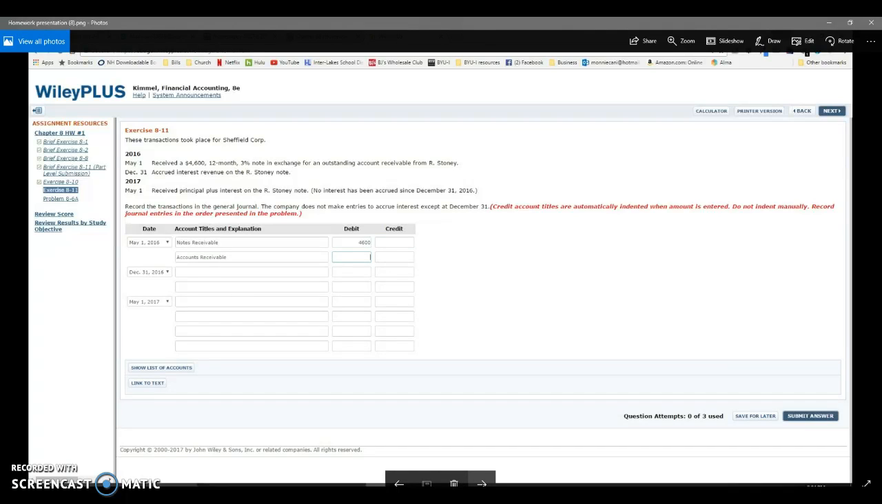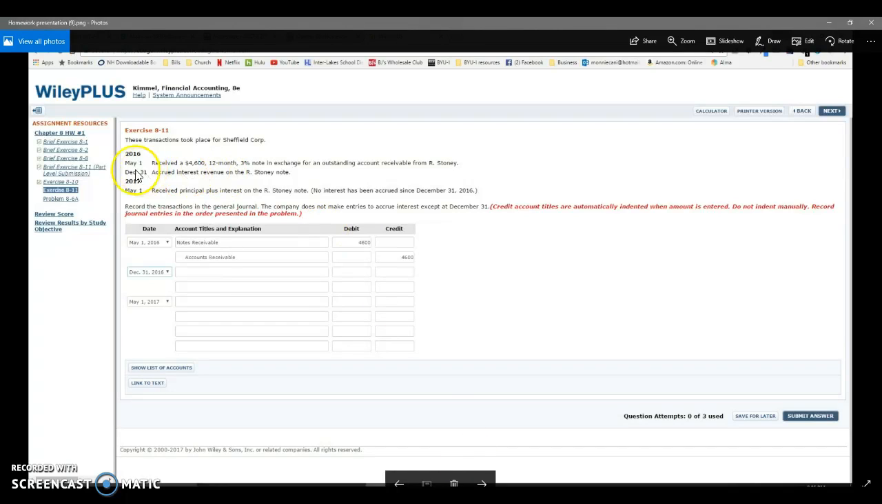And then we want to credit accounts receivable because we're transferring it, we're changing it from accounts receivable to notes receivable. So we have to decrease accounts receivable by that amount to show that it's been switched over to a note. Hope that makes sense.